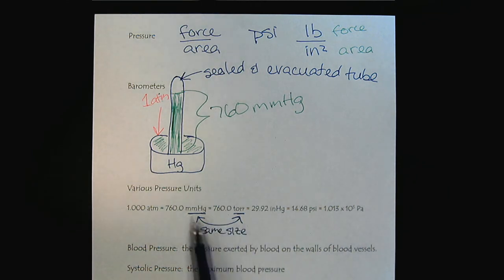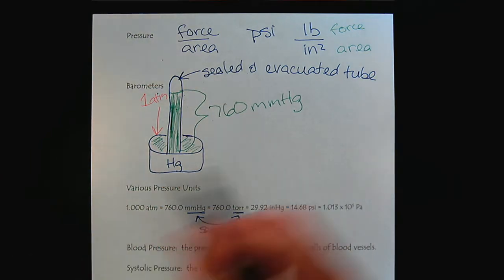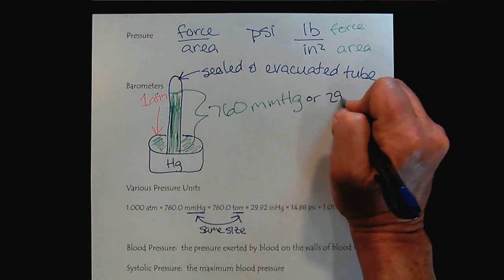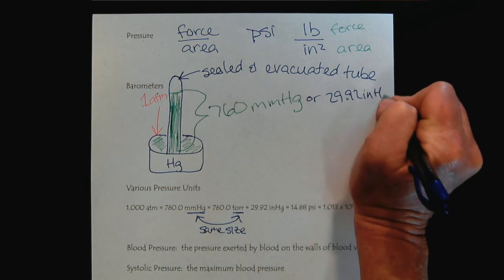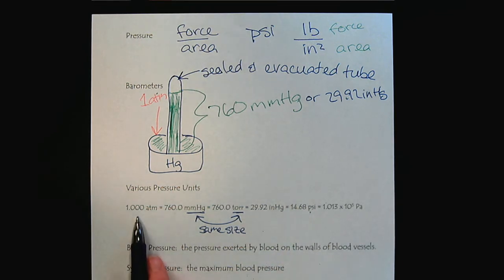Then, if we did a unit conversion, guess how many inches are in 760 millimeters? You got it, 29.92 inches. So this was just a millimeter to inch unit conversion, right? So we could say 29.92 inches of mercury. And here's the conversion to PSI, which if you think about tires, seems reasonable, because tires usually want 30 to 40 PSI of pressure, which would be about twice the atmospheric pressure.